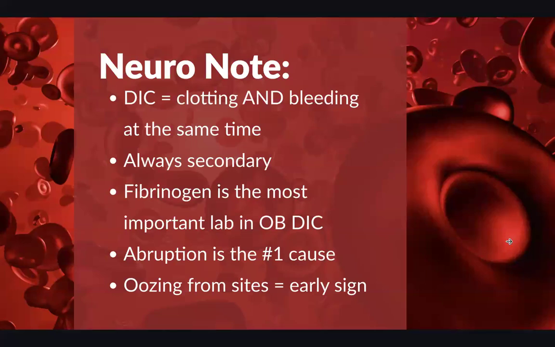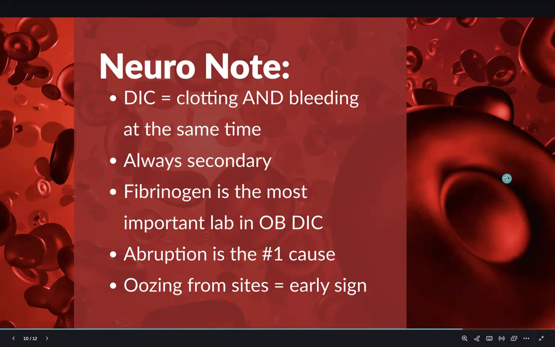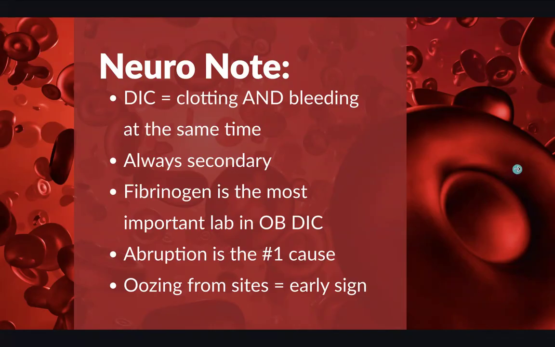A little note: again, remember DIC is clotting and bleeding at the same time. It's always going to be secondary to something else. In med-surg, DIC is normally secondary to sepsis. DIC in OB is normally secondary to a placental abruption. Fibrinogen is going to be one of the most important labs to monitor, along with the H&H, hemoglobin and hematocrit. Again, abruption is the number one cause, and oozing from any sites is going to be an early sign. Also remember that DIC is life-threatening for both mom and baby, so early recognition is critical.